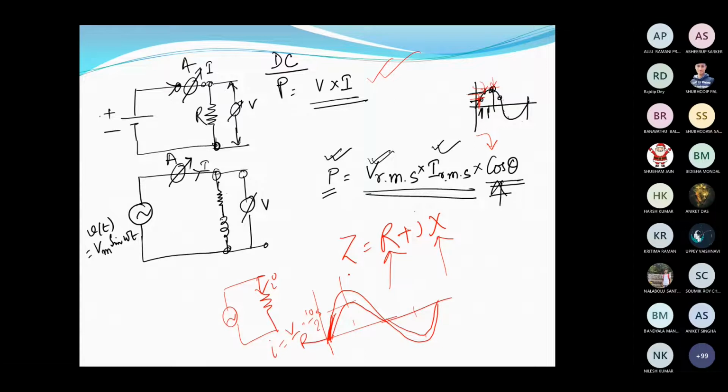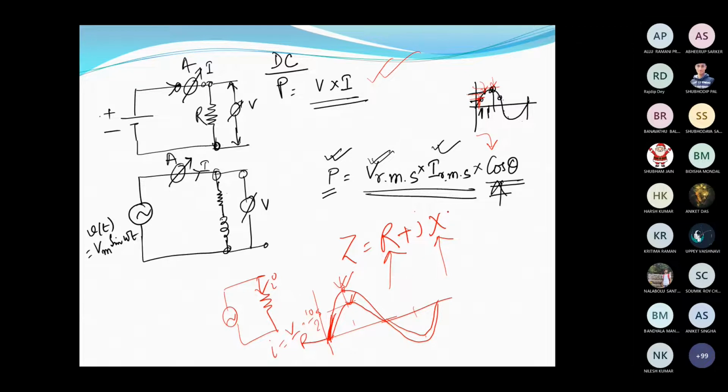Okay, so in that case, if it is a purely resistive circuit, the voltage and current go hand in hand. What is the meaning of this going hand in hand? It means that when the voltage is reaching its peak, the current is also reaching its peak. And when the current is crossing zero, at that time the voltage is also crossing zero.